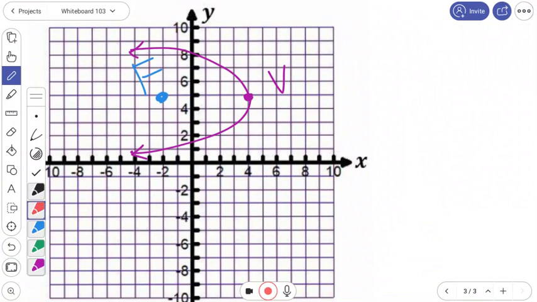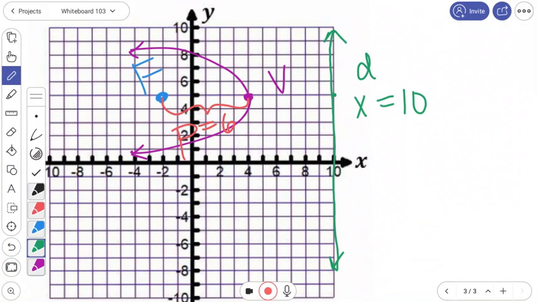Now our p-value is still the distance from our focus to our vertex. How many steps apart are those two values? 1, 2, 3, 4, 5, 6. We see our p-value is equal to 6. So if we wanted to find our directrix, we would just go 6 steps in the opposite direction, starting from our vertex, 1, 2, 3, 4, 5, 6. That's 6 steps away. So we are going to have a vertical directrix right here. And the equation for this directrix is going to be x equals, and it crosses our x-axis at +10, so x equals 10.